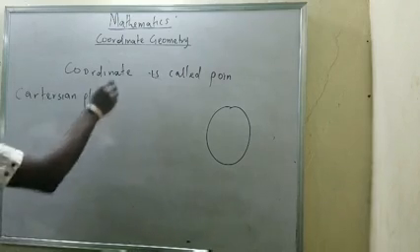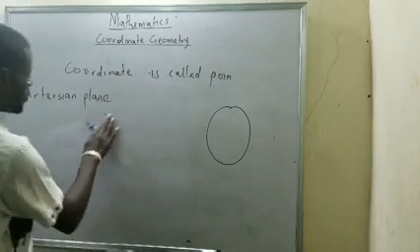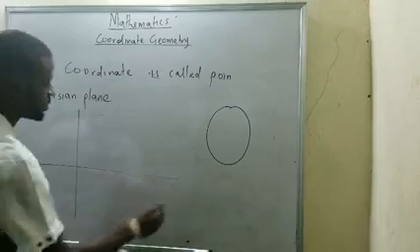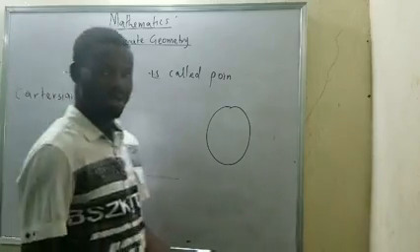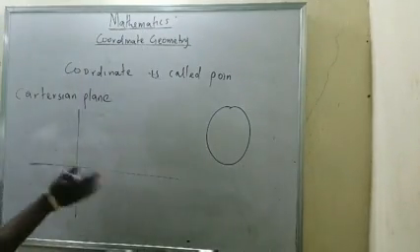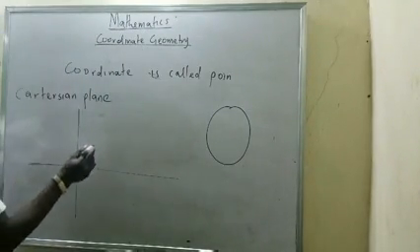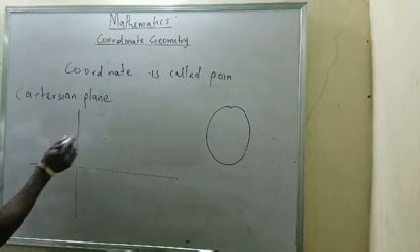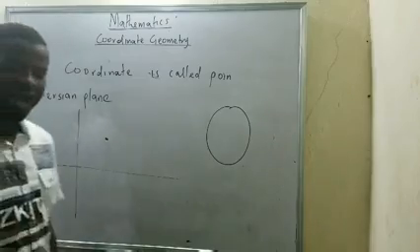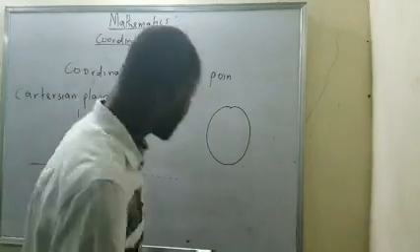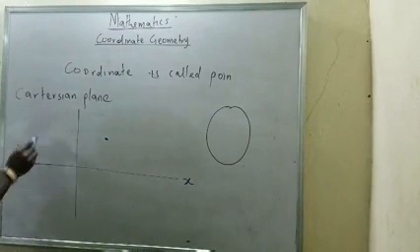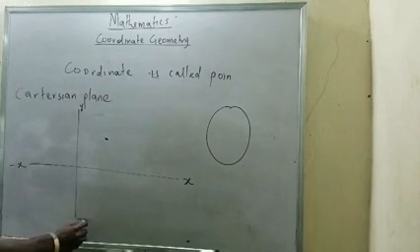Now, this is the Cartesian plane. This is where points come out from. For instance, if I have a point in this place, before this point comes up, it means there must be an interaction between x and y. This is my x axis, this is my minus x axis, this is my y axis, this is my minus y axis.